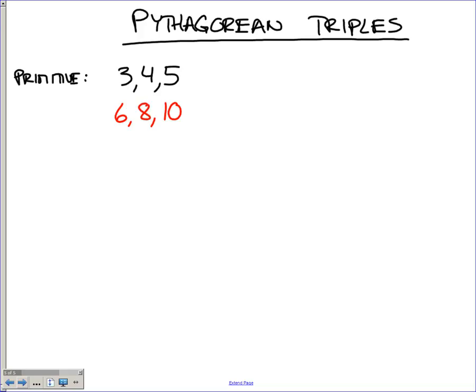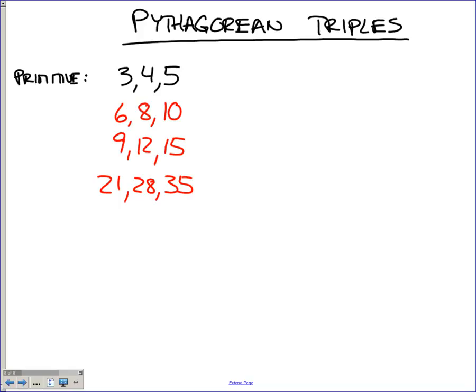Those are both divisible by 2. That's a 3, 4, 5 triangle. All the side lengths have been doubled. And again, this works. We could multiply by 3. We could have a 9, 12, 15. Or multiply by 7, 21, 28, 35. Okay? All that we need to look for are, is it a multiple of the original 3, 4, 5?